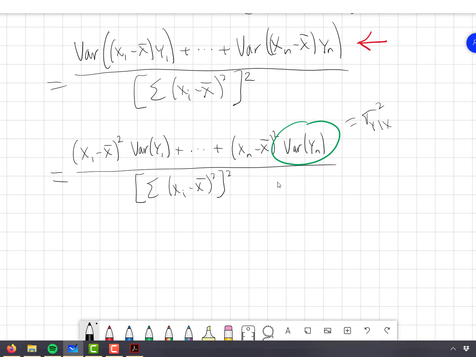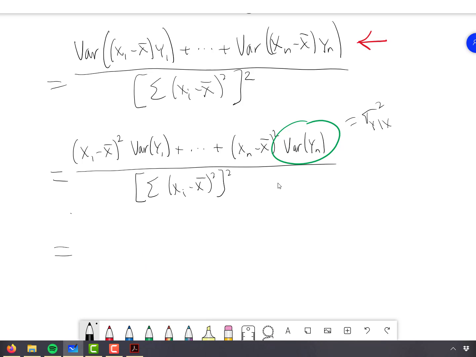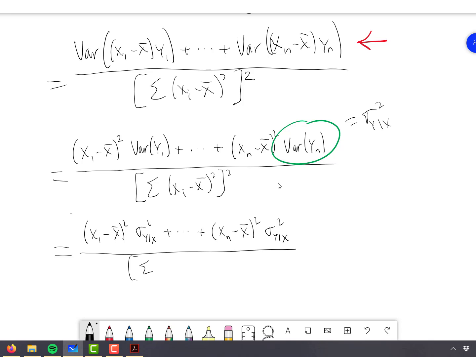So we just scroll down a little more to get a little more room. What we see here then is that we have (x1 minus x bar) squared times sigma squared y given x, plus dot dot dot, the same thing over and over again, just with our different subscripts, up to (xn minus x bar) squared times sigma squared y given x. And then we just keep carrying through with our denominator here, unchanged.